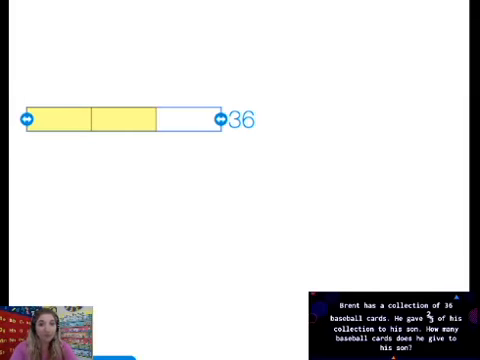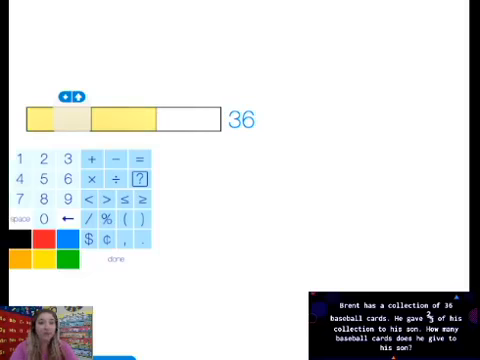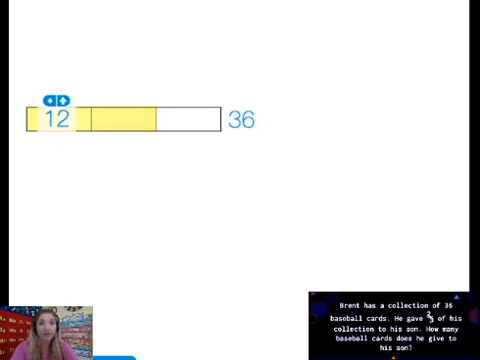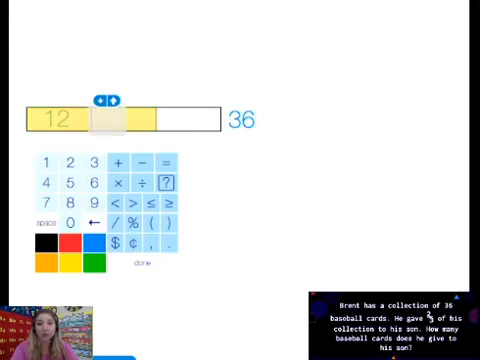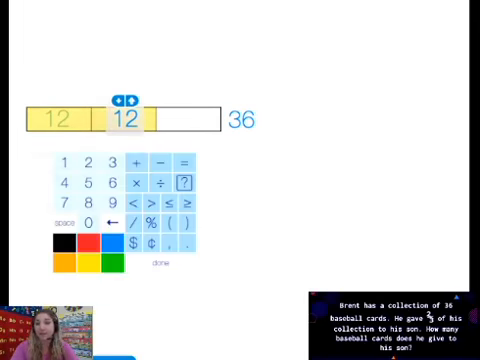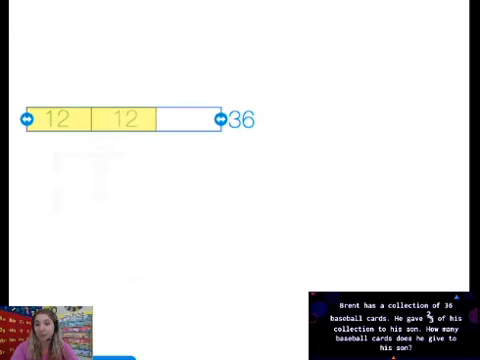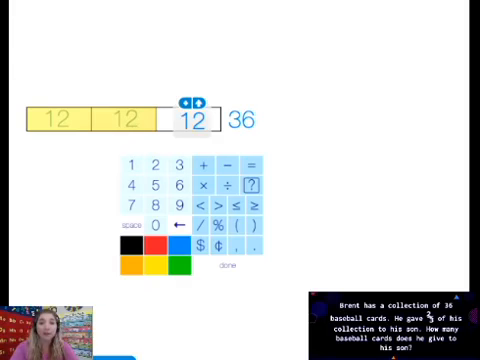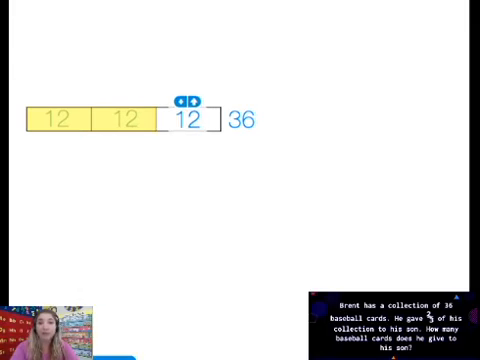So each box is going to be labeled with 12. So 12 goes there, and then 12 goes here, and then again, 12 goes in that last box as well. To double check, I can go back and count, I can do repetitive addition, or I can just add them all up if I needed to. But I do know that 12 times 3 does give me 36.